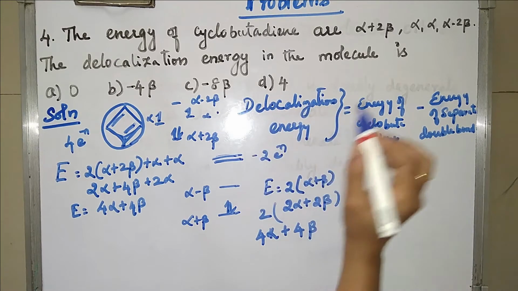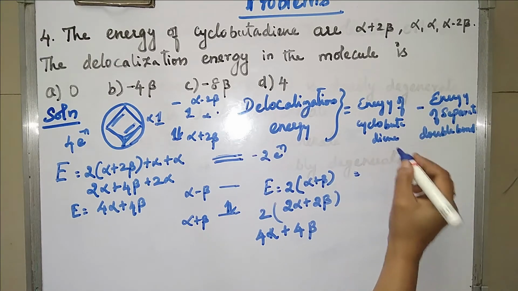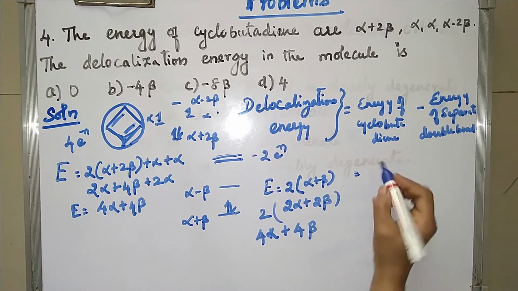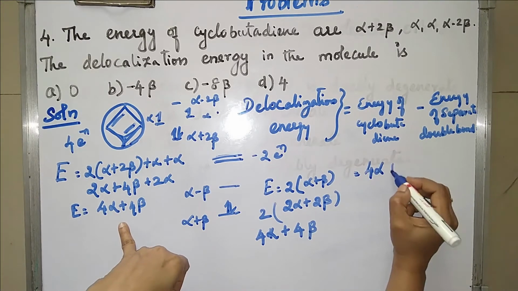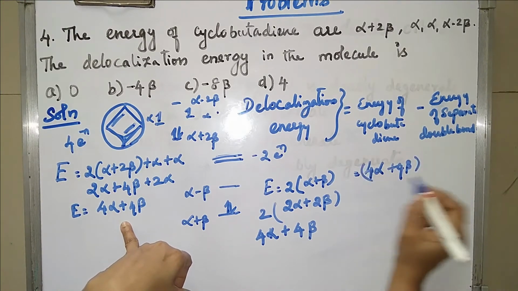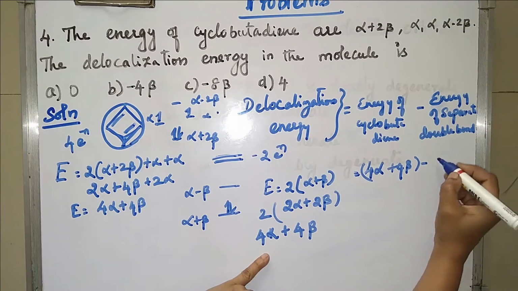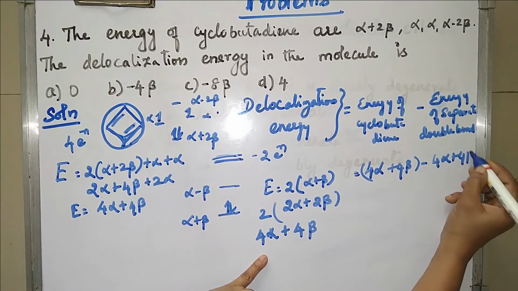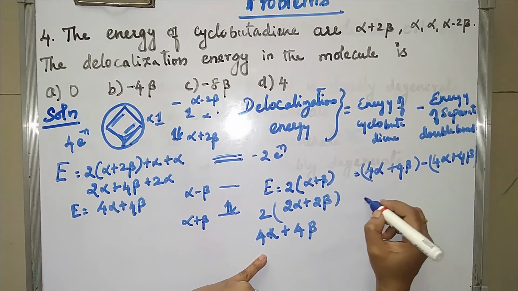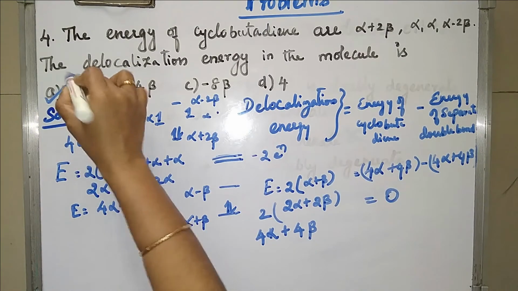What they are asking is delocalization energy. Energy of the cyclobutadiene is 4 alpha plus 4 beta. And what about the energy of this one? This is also 4 alpha plus 4 beta. Then what is the answer? 0. This is the answer.